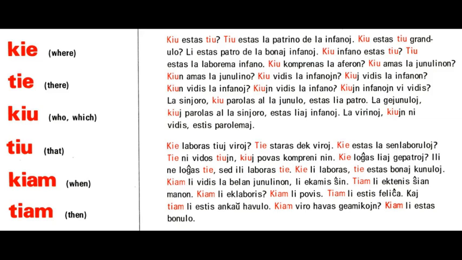La gejunuloj, kiuj parolas al la sinjoro, estas liaj infanoj. The young people who are speaking to the gentleman are his children. La virinoj, kiujn ni vidis, estis parolemaj. The women whom we saw were talkative. Kie laboras tiuj viroj? Where do those men work? Tie staras dek viroj. There stand 10 men.